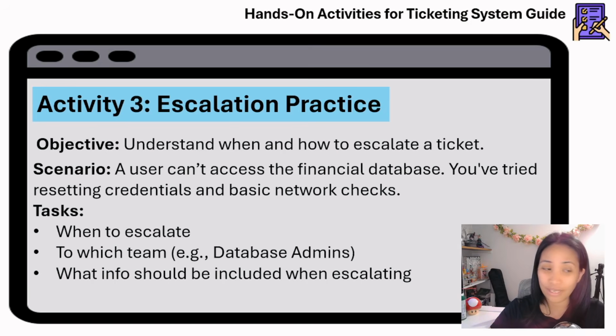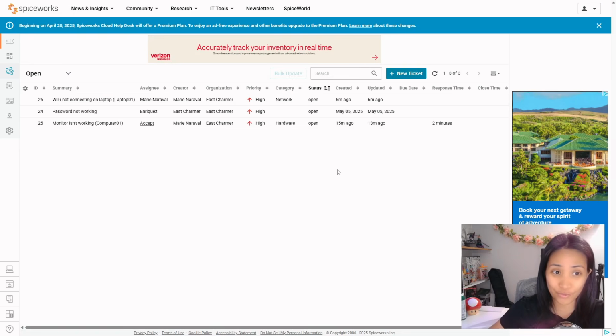Okay, so I'm gonna give you a scenario. For example, this is what we're gonna use. A user can't access the financial database. You've tried resetting credentials and basic network checks. So this is a time where you can escalate the ticket because you don't have access to give the users what they need because it's handled by a different team. So the task we're gonna do is to know when to escalate and which team to escalate to, and what information you should be putting on the ticket when you're escalating. Okay, so let's create a new ticket first.